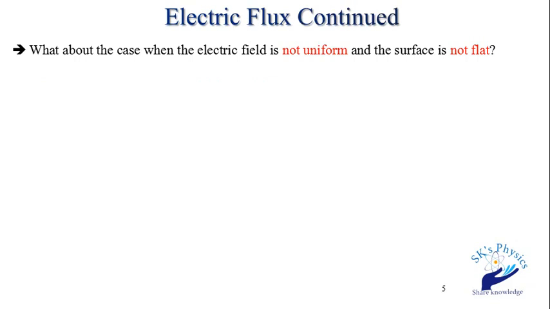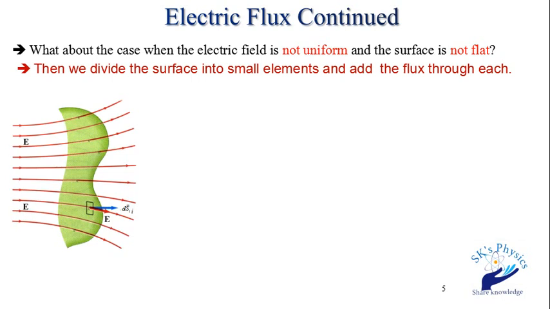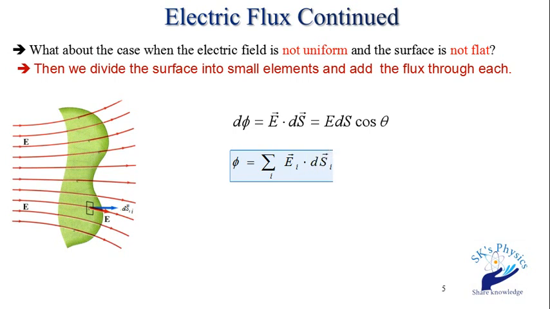What about the case when the electric field is not uniform and the surface is not flat? Then we divide the surface into small elements and add the flux through each. d phi is equal to E dot ds, which is E ds cos theta. Total flux is equal to sigma Ei dot dsi.